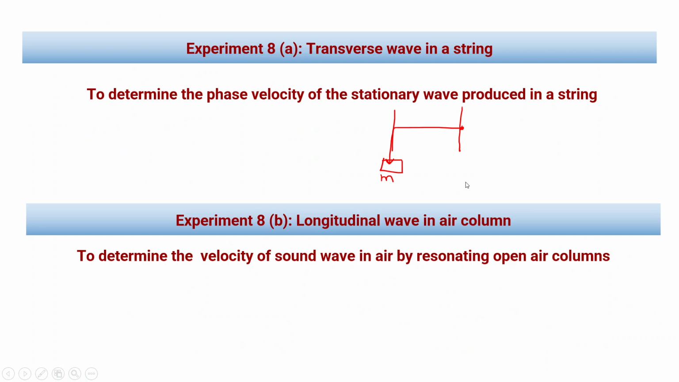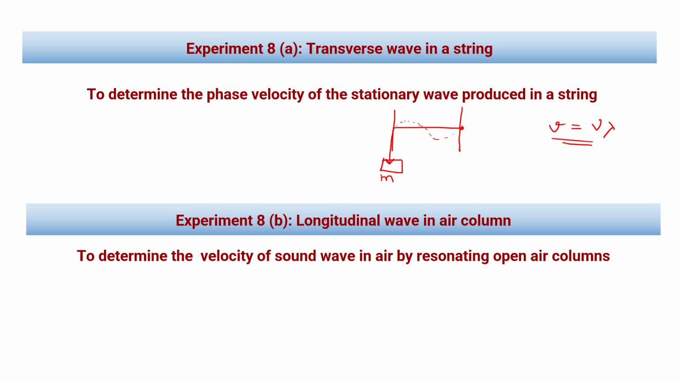Depending on the change in tension, the frequencies will change, and using the relation between velocity and lambda, depending on what frequency I am giving, a different number of modes will be generated. From the number of modes I'll find out the wavelength value, frequency I know what I am giving, and from that I'll calculate the phase velocity. So this was one experiment.